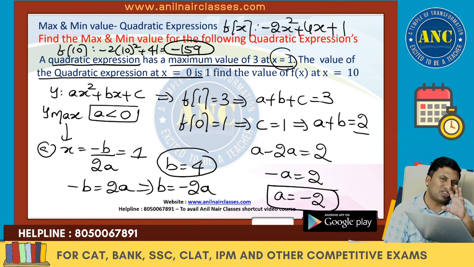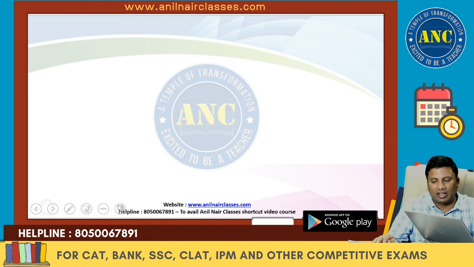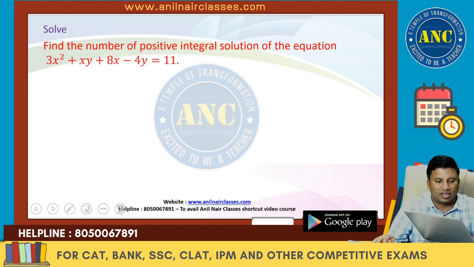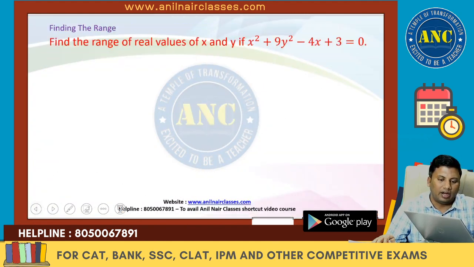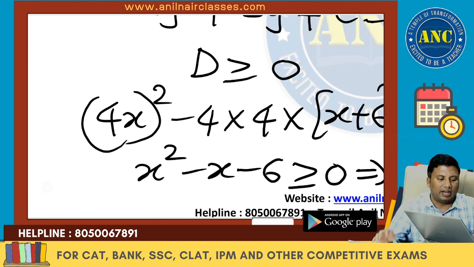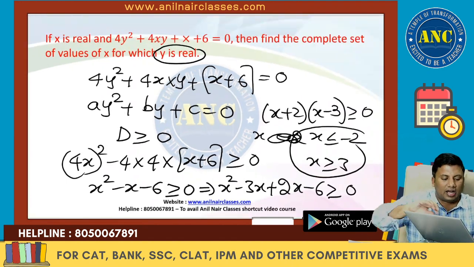What we did in the last 1.5 hours: maxima and minima of a quadratic expression. If a is greater than 0, y minimum will happen. If a is less than 0, y maximum will happen. The x value is minus b by 2a, and the y value is minus D by 4a. Still we have plenty of other questions to discuss, right? We will discuss some more questions tomorrow morning. 10 o'clock we will come again and discuss. I hope the idea is clear.